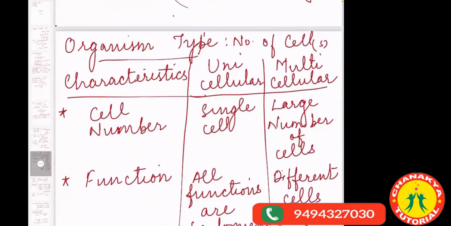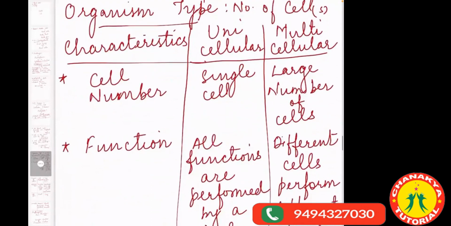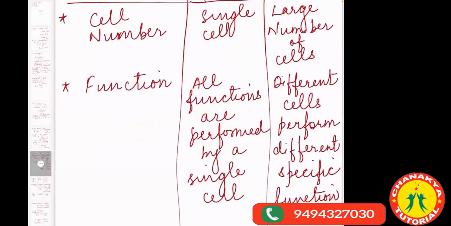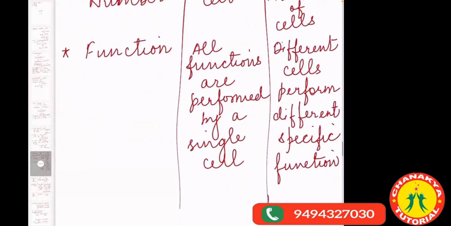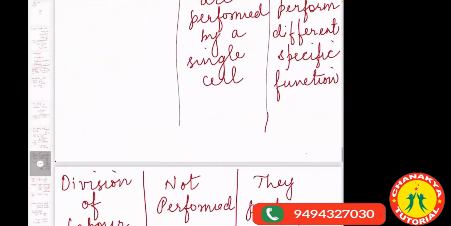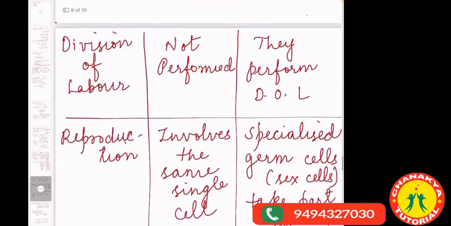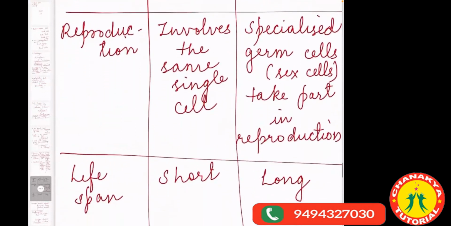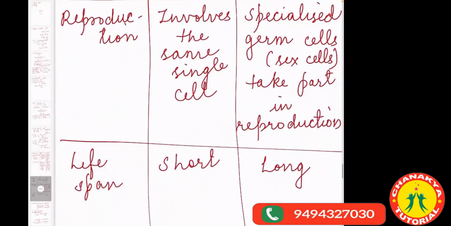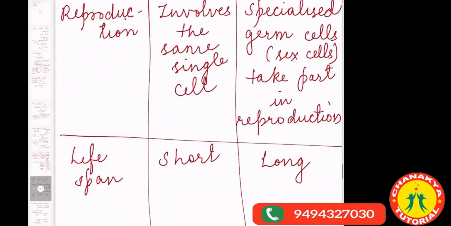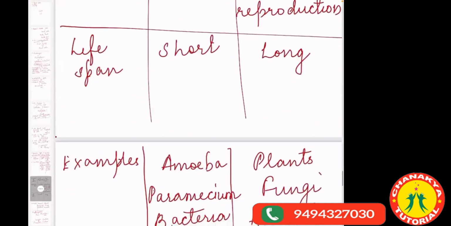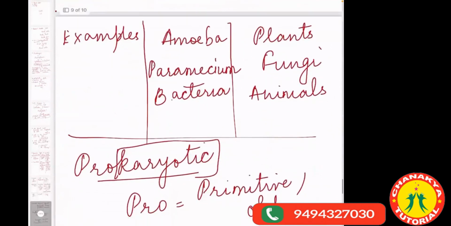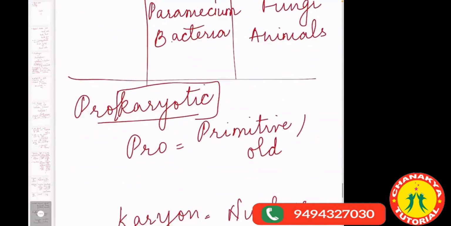Then we discussed the differences between unicellular and multicellular organisms. In cell number, unicellular has a single cell, multicellular has a large number of cells. Then functions: unicellular organisms can perform all functions with one cell, whereas multicellular organisms need different cells to perform different functions. Division of labor we can't see in unicellular, whereas in multicellular we can. Reproduction is done with the same single cell in unicellular, whereas multicellular organisms have special germ cells, meaning they have separate cells, with the help of which they do reproduction. Lifespan is short for unicellular and long for multicellular. Examples: amoeba, paramecium, bacteria; plants, fungi, and animals.